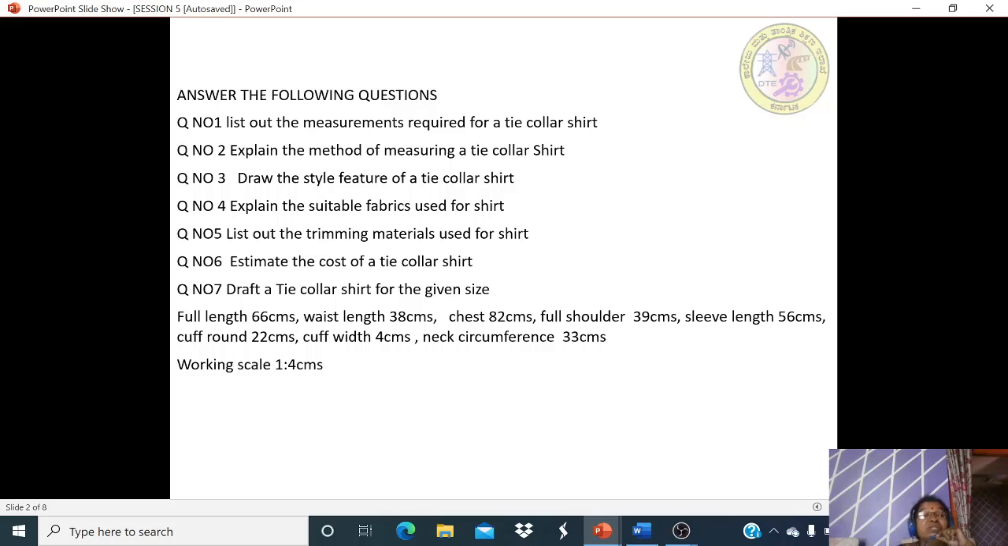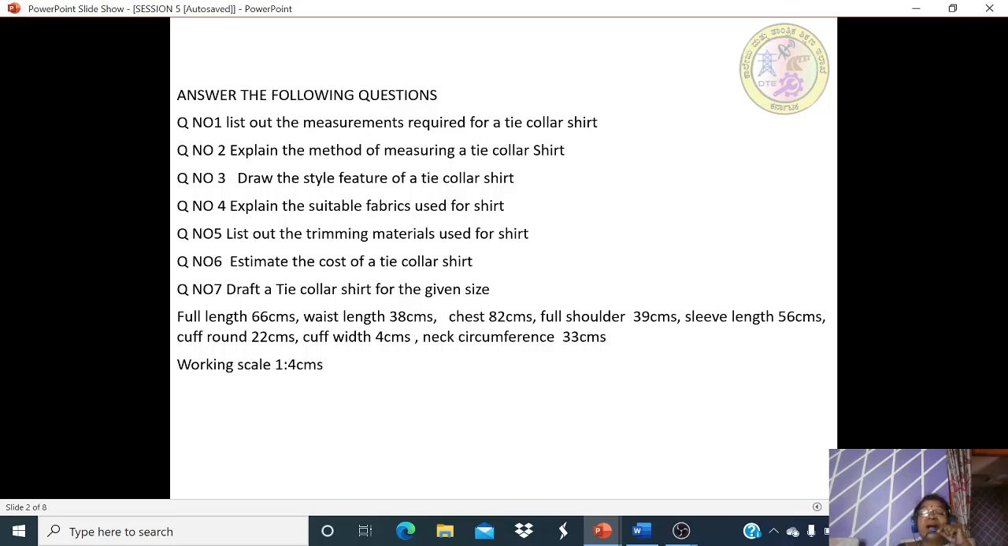It improves your drawing, it improves your skill, it helps to create a new design, that is, draw the style feature of a shirt. That is question number 3. Go to question number 4.